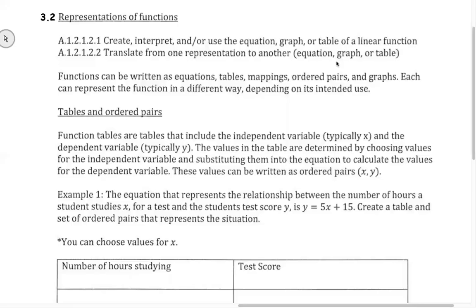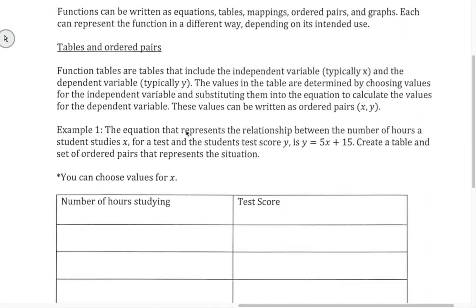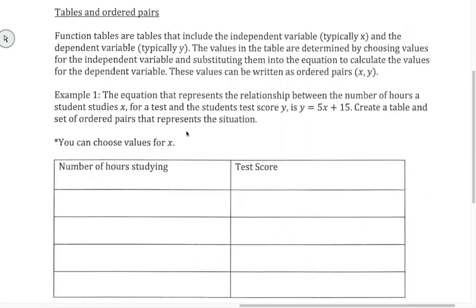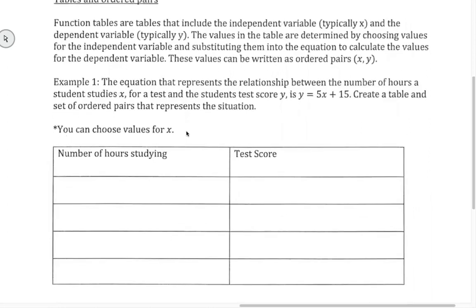All right, 3-2, representing functions. So let me unfreeze that. Yeah, there we go. All right, so representing functions, we had graphs, we had an input-output table, and then we had mapping. I'm really going to focus on tables because that's typically how you see it. So this is what everything looks like for you guys.